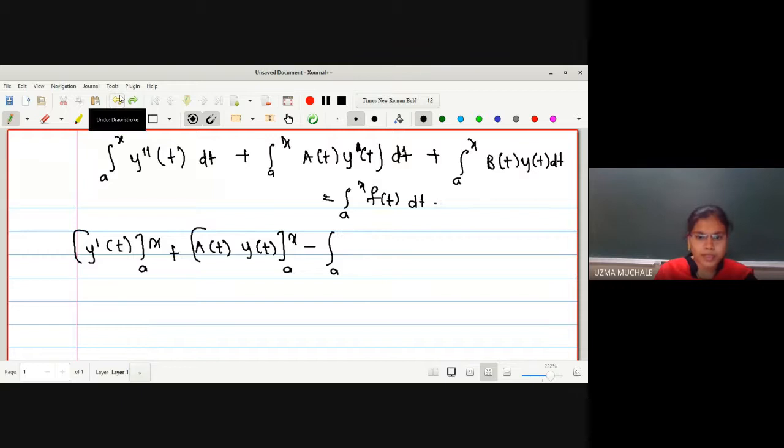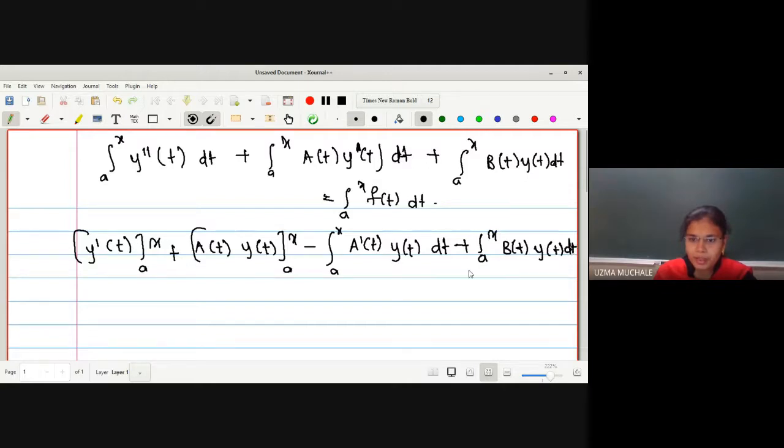So let me write down this as simply: derivative of that term which we have, keep as it is, a dash of t, and integration of this y dash of t will be simply y of t, right? Y of t dt plus, now we cannot do anything for this term. Let me keep this as it is, plus integration a to x b of t y of t dt is equal to integration a to x f of t dt.